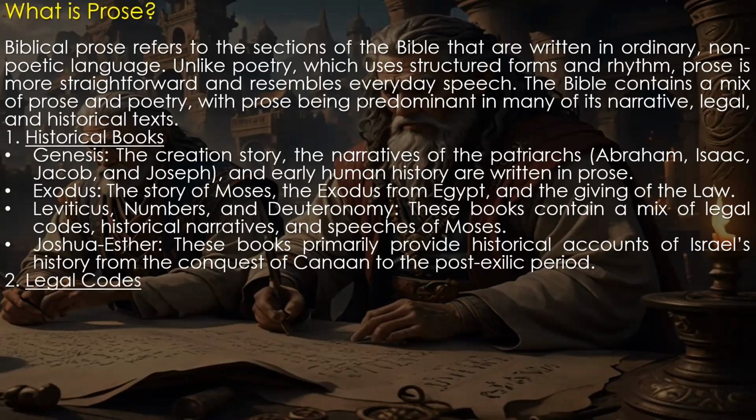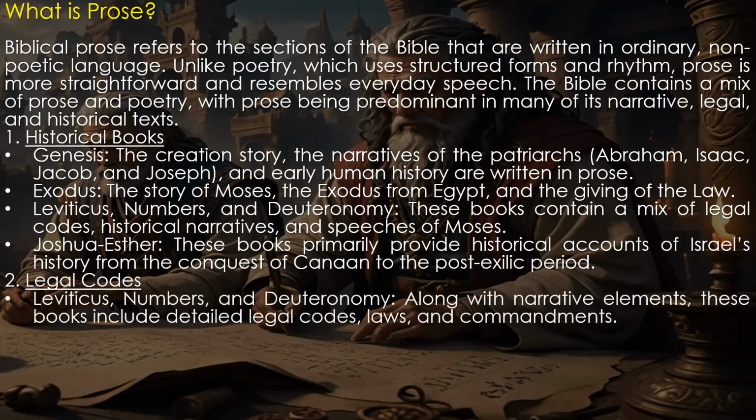Okay. We also have legal codes. Legal codes are just sections of the Bible that talk about various laws. Thou shall do this, or thou shall not do that. If this happens, you shall do this. If this happens, you should not do that. That's basically what legal codes are. You're going to find those predominantly in Leviticus, Numbers, and Deuteronomy. So, along with the basic narrative elements, these books are going to include detailed legal codes, laws, and commandments. These are written in prose.